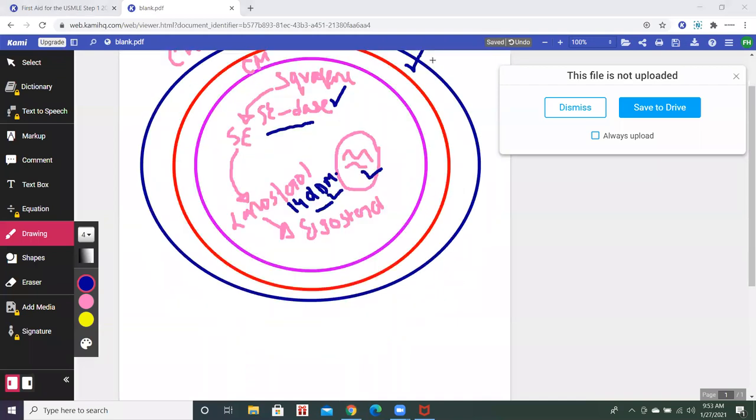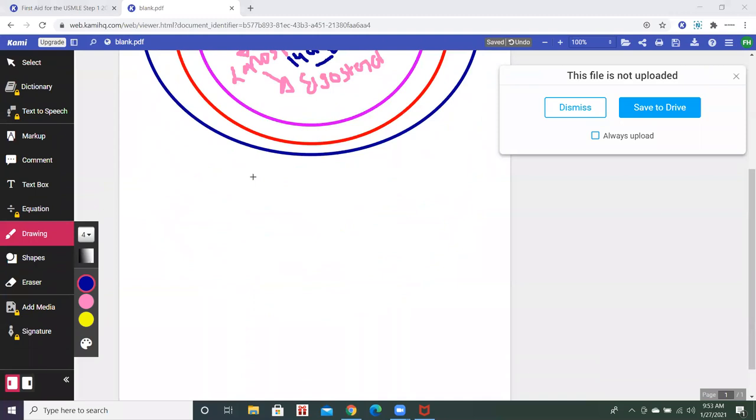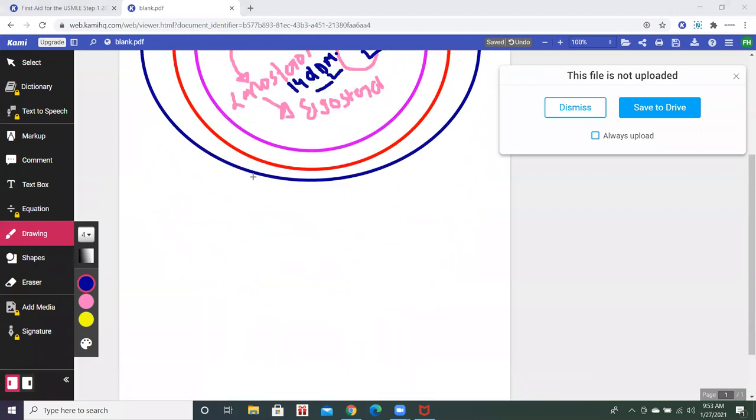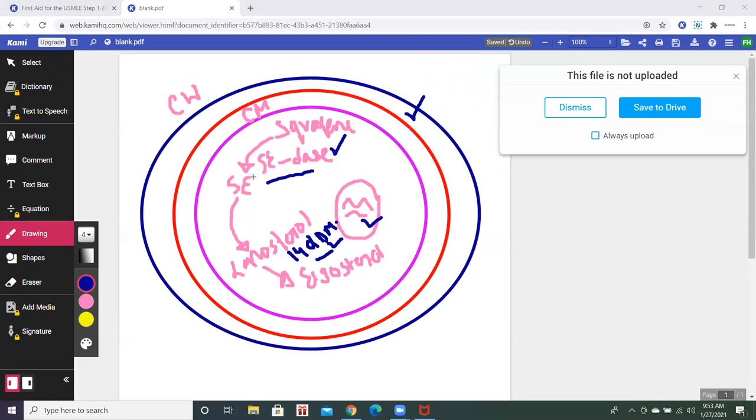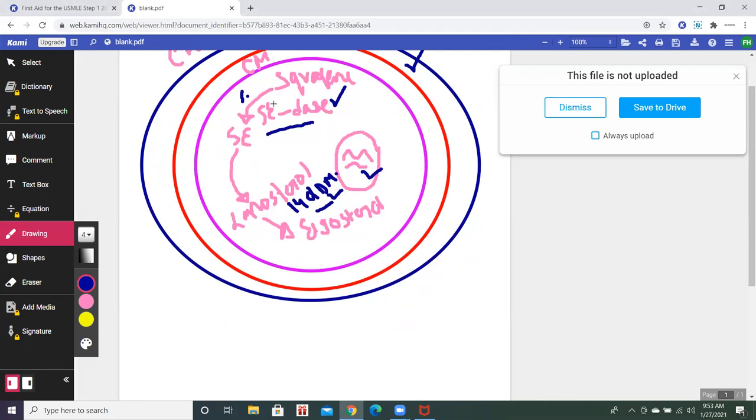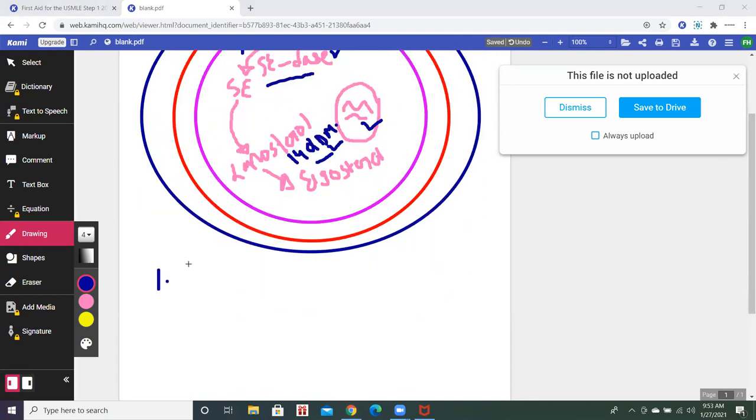Now, let's talk about the antifungals which attack. First, let's talk about the enzyme squalene epoxidase. This is number one. Number one will attack squalene epoxidase. This one is known as terbinafine.